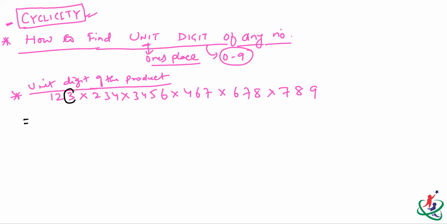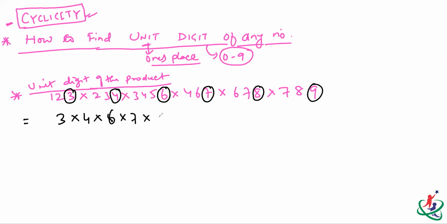The unit digit of first number 123 is 3, 234 is 4, 3456 is 6, similarly 7, 8, 9. Remaining all digits are none of your use. So it doesn't matter how many digits are given in your question. The ultimate work would be done by just taking the unit digits, right? So just multiply them and get to know. तो आपको multiply करना है.